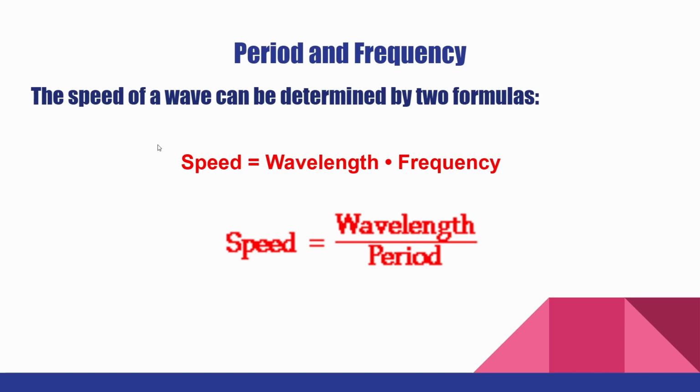And finally, here are the formulas you can use to find the speed of a wave. The speed of the wave is equal to the wavelength times the frequency. If you have the period and you don't feel like converting to frequency, which is just 1 divided by the period, my speed is also the wavelength divided by the period.